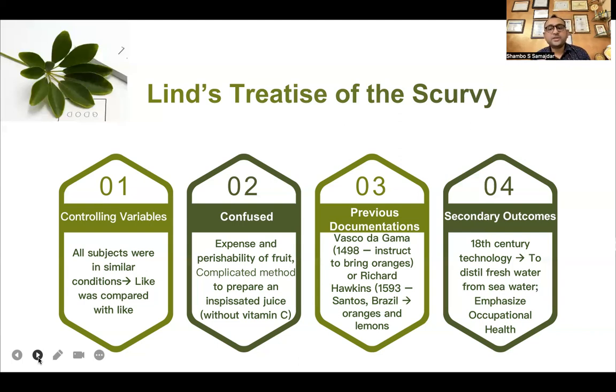Then with each clinical research, apart from the primary outcome, we always get some secondary outcomes too. In this experiment, in that 18th century, as one arm got some distilled seawater, that distillation of fresh water from the seawater, that technology of distillation came up, which was very important at that time.